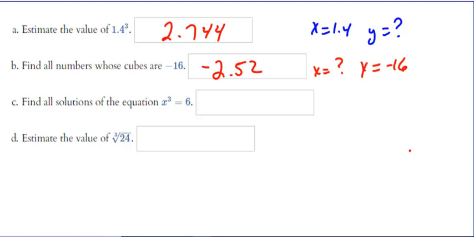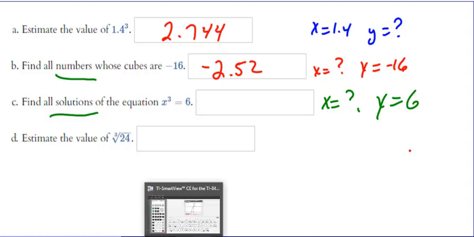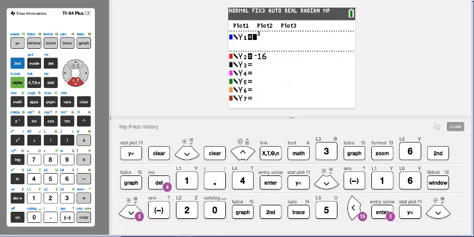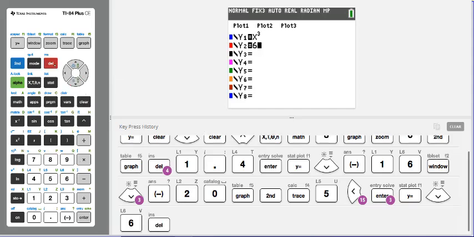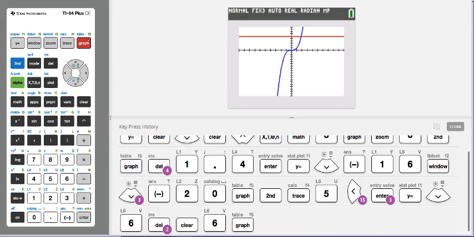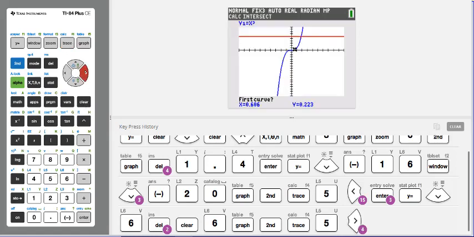All right, now same thing. Find the solution. That's the same thing. So x equals what when y equals 6? So we're going to do this again. Come back in here. We go to y. Instead of negative 16, we're putting 6. Let me hit delete, delete. Really I should have just hit clear and put 6 in there. We hit graph. Now we want to intersect up here. So second trace 5. Move that thing up. Okay, enter, enter, enter. That's 1.817.